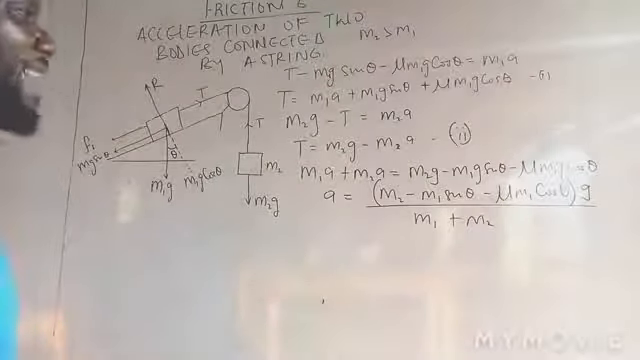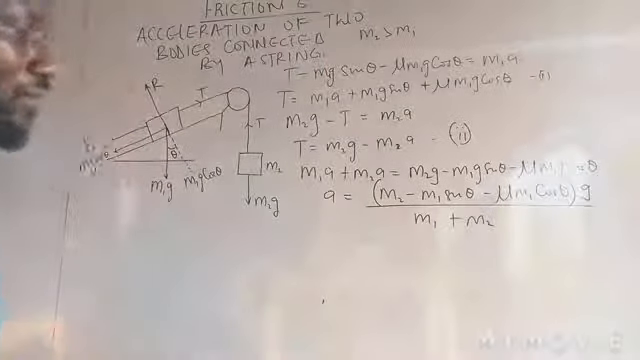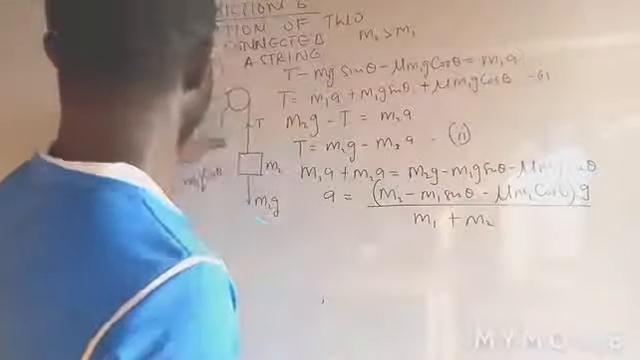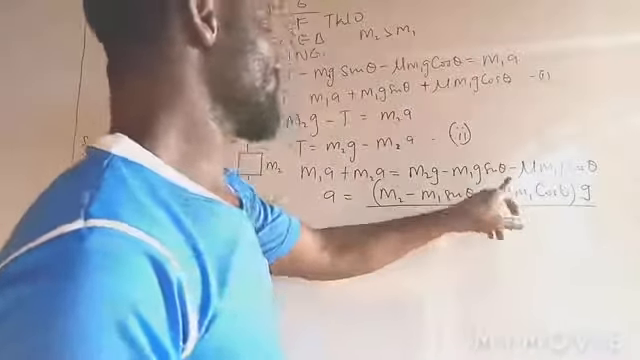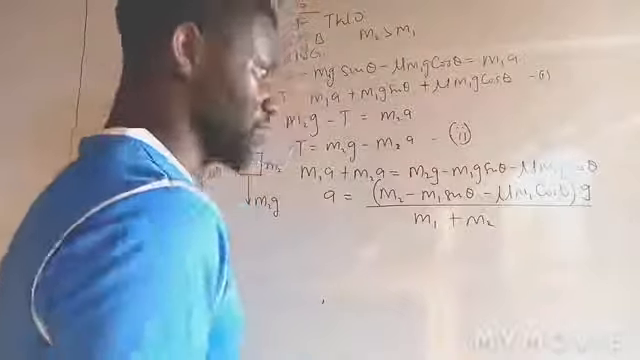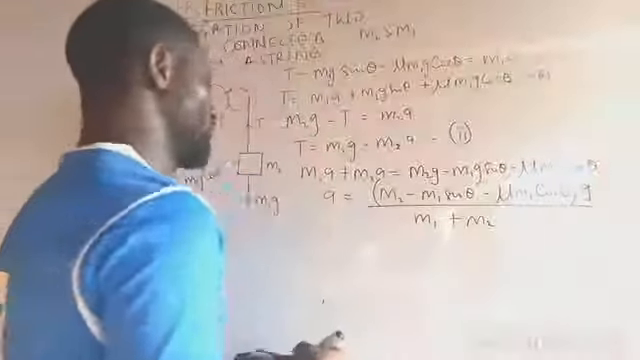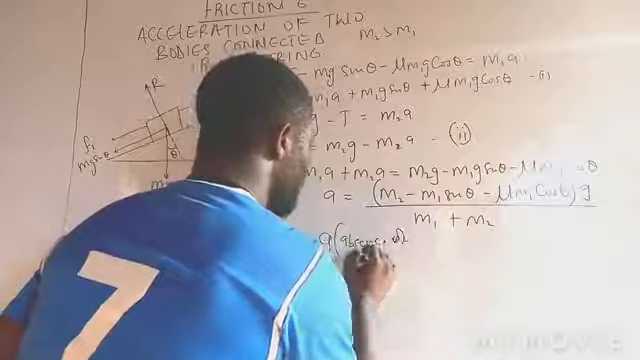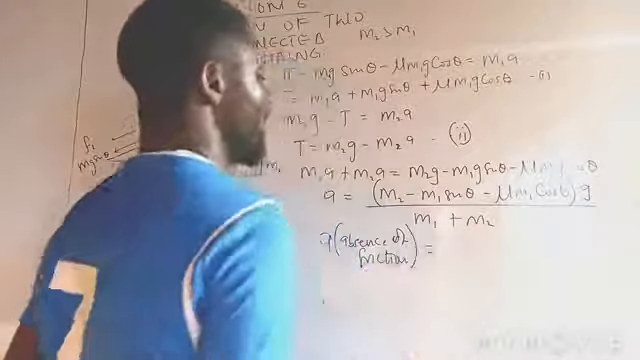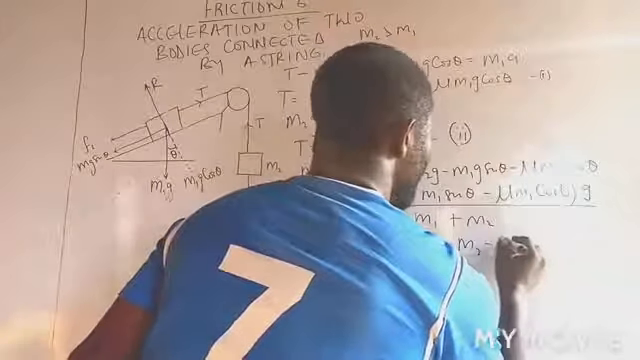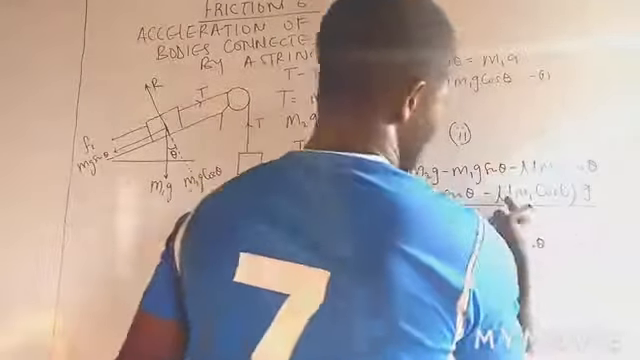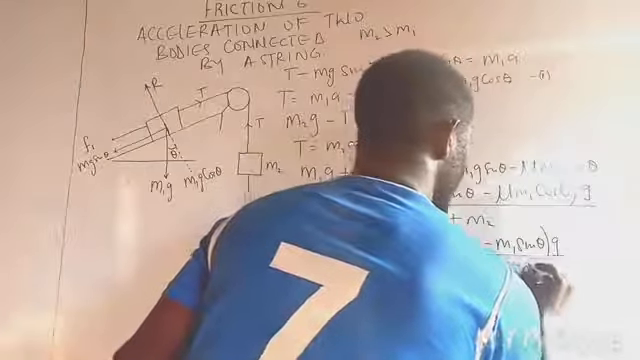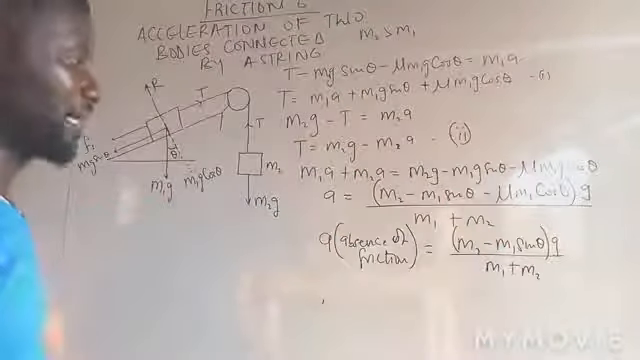direction. Okay, there are some things here that we have to take a look at in your exam, especially your JUPEB exam. We normally have a question like this, but you will be told that the surface is smooth or there is no friction. If there is no friction, then use the absence of friction. Use A is equal to M2 minus M1 sine theta, minus, if mu is zero, everything here will be zero. So I have G into M1 plus M2. Is that taken? All right.